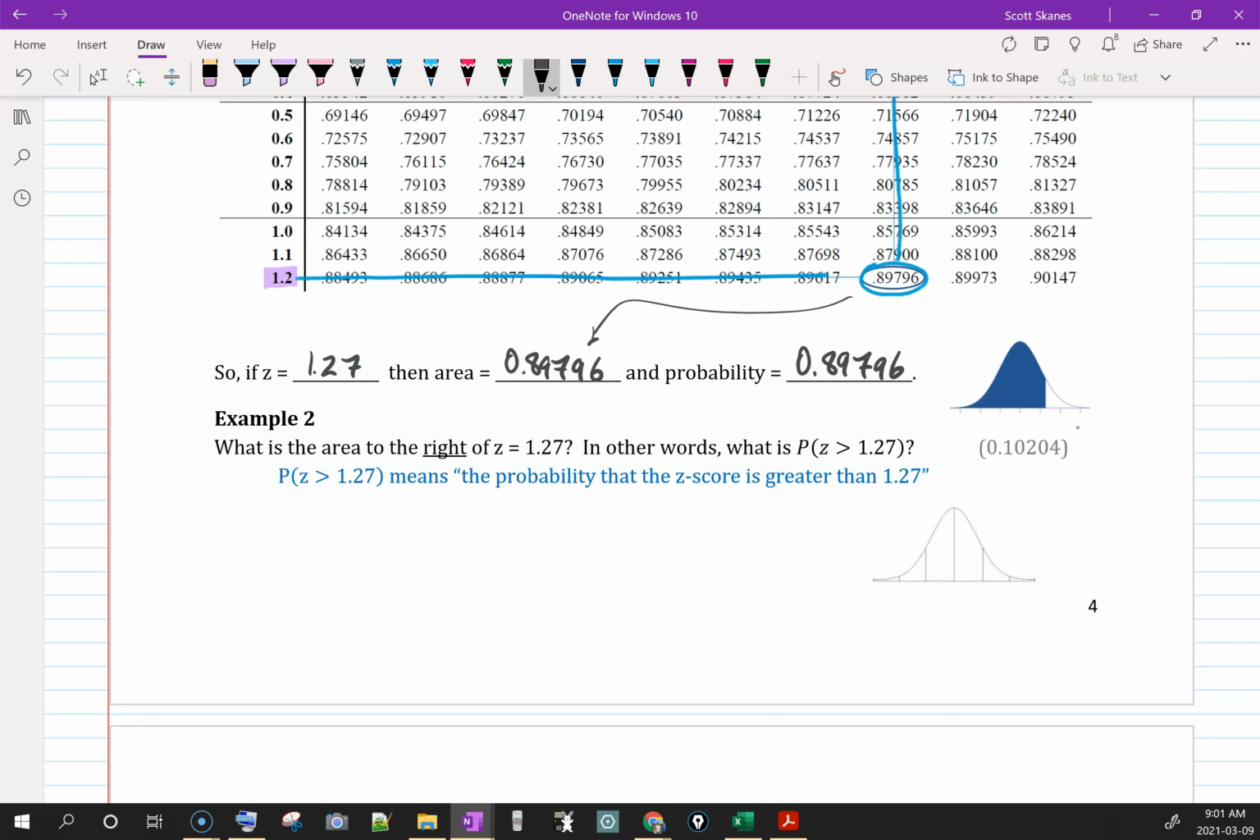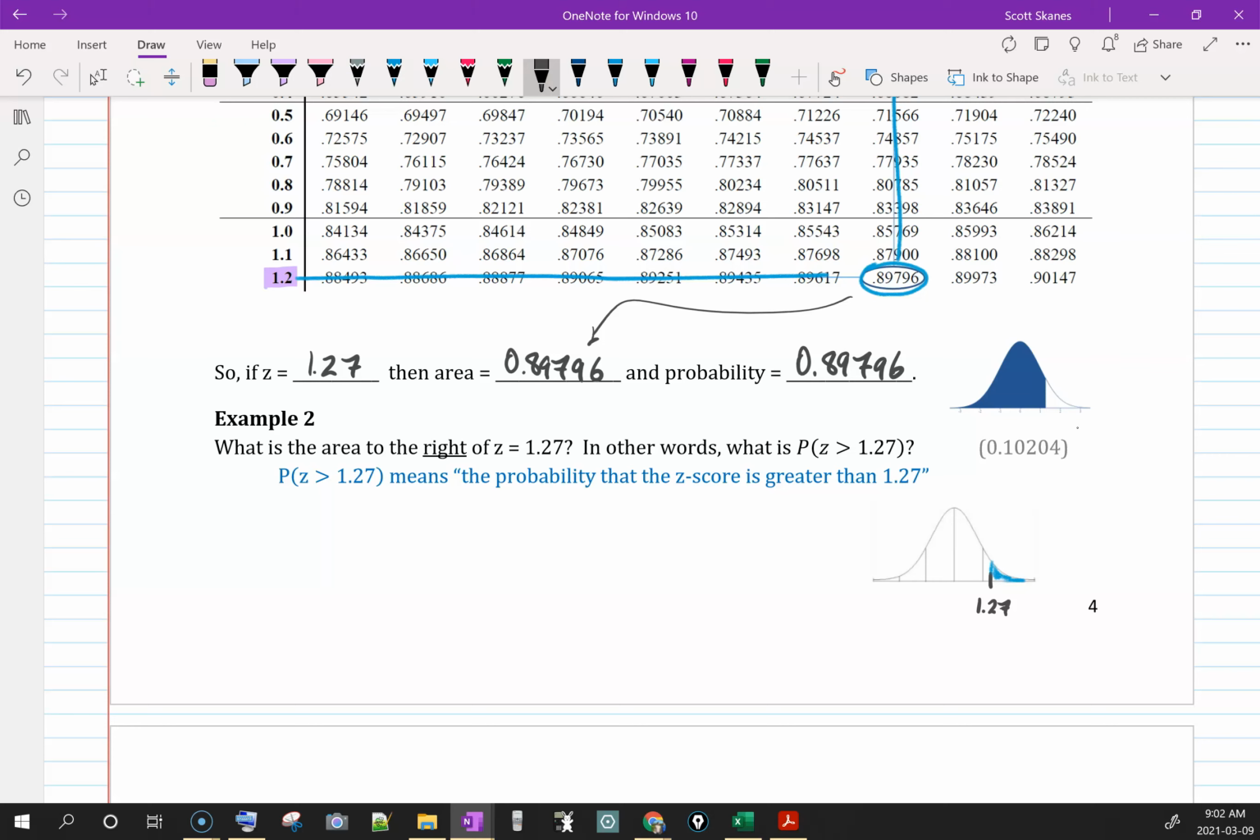So what it means is, if we have this little diagram, we know our 1.27 is about here. What's the probability that our z-score or a piece of data could lie above that point? What's the area of the curve above that z-score?